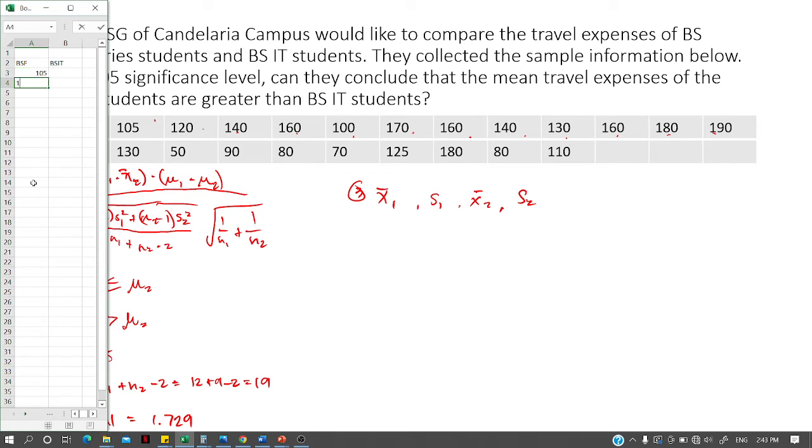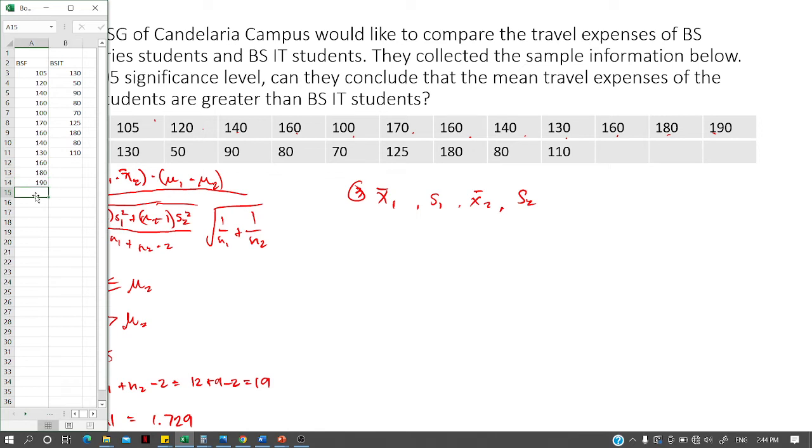So we have here 105, 120, 140, 160, 100, 170, 160, 140, then 130, 160, 180, 190. So this will be a count of 12. Then I will do the same for BSIT. We have there 130, 50, 90, 80, 70, 125, 180, 80, 110.